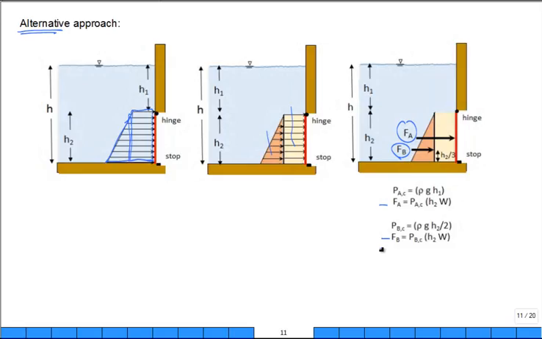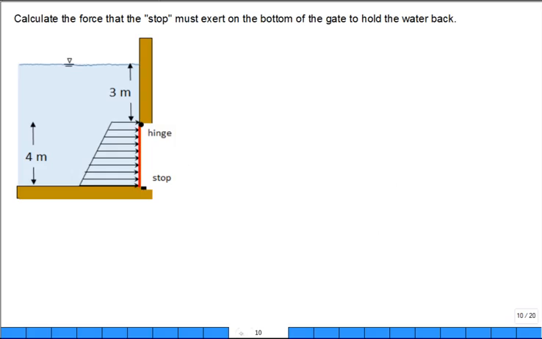All right. But let's go back and use our newly developed mathematical tools to analyze this problem. Calculate the force that the stop must exert on the bottom of the gate to hold the water back. So it's water. We know the mass density, gravity, earth, everything. 3 meters, you have a hinge. The gate is 4 meters tall, and there's a stop at the bottom.